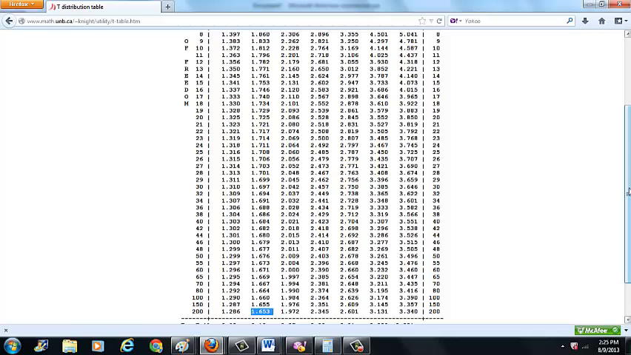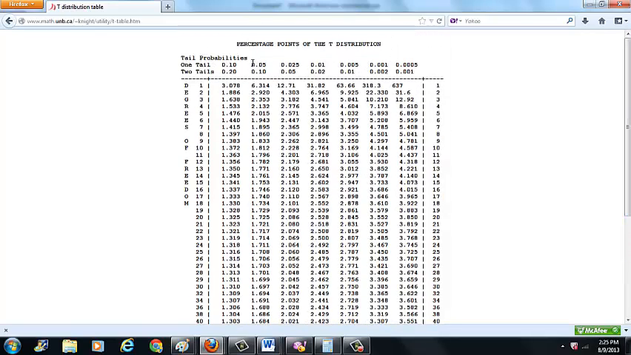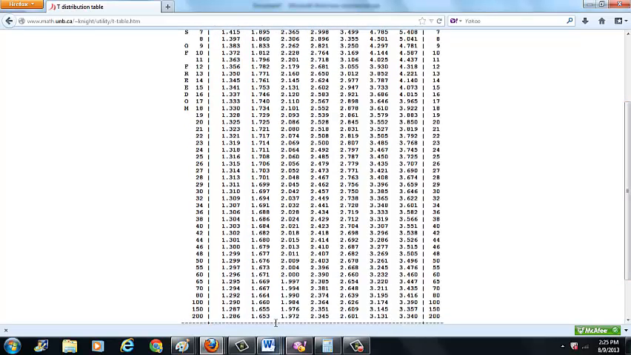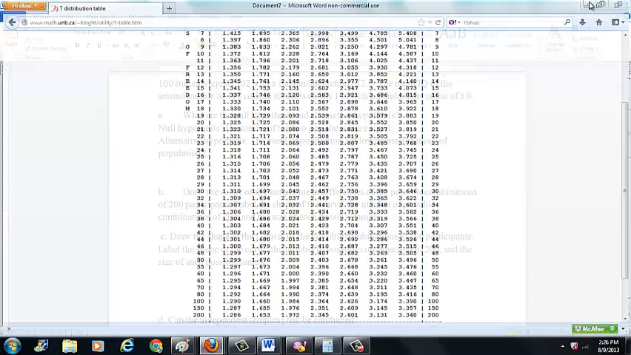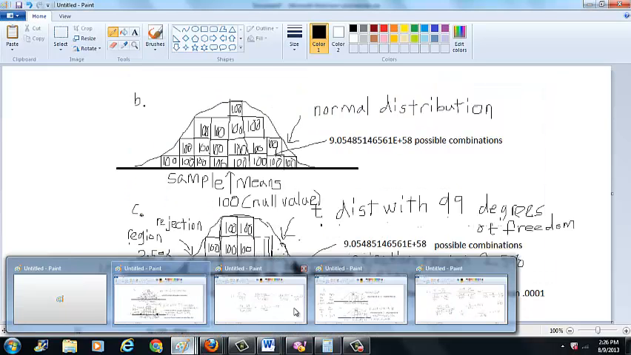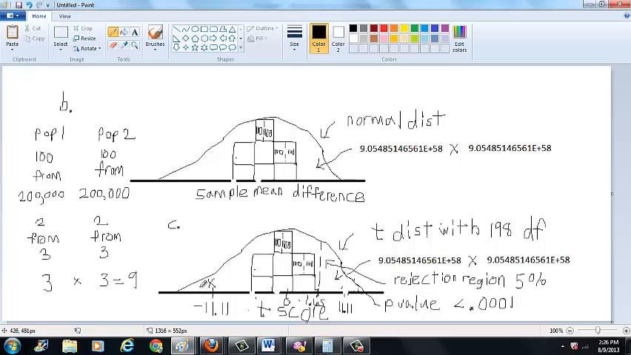So we have to go to one tail up here, 0.05, and then go down in this column to 198 degrees of freedom, which is close to 200. So we get 1.65 again. But this time, we have a negative t-score, so a negative t-score has to be compared to a negative critical value, which means our critical value will actually be negative 1.65 this time.